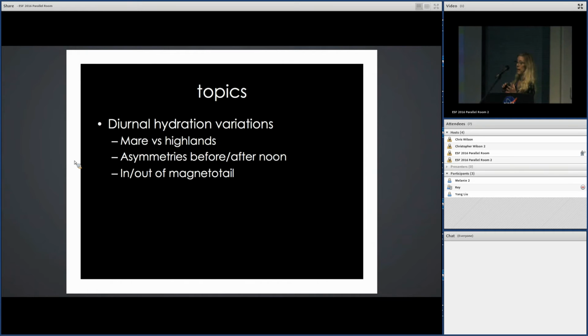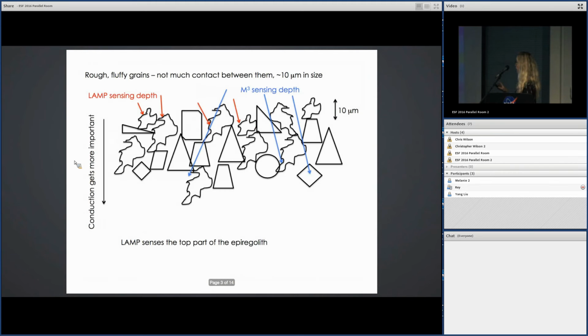We see asymmetries in the distribution before and after noon, and also in and out of the magnetotail, which helps us start to understand sources of the hydration. Of importance here is that a lot of the hydration, water, and OH results that many of us are familiar with come from infrared measurements that sense well into the regolith.